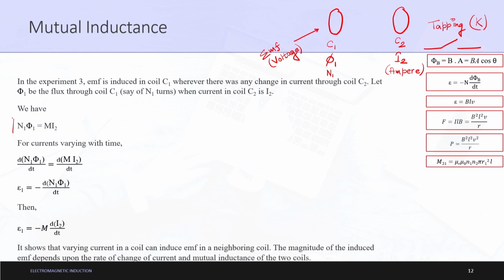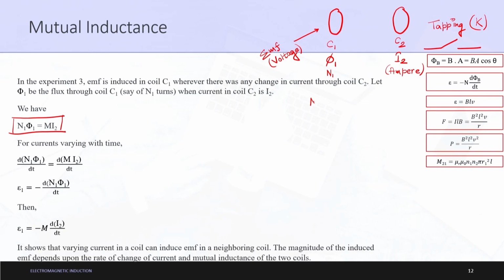We calculated this value when we were discussing the concept of magnetic induction, that N1 phi 1 is directly proportional to current I2. If we remove the proportionality sign, then for equality we multiply the current by a value M, which is called inductance. Inductance can be of two types, either self or mutual. Because two things are involved here, it is mutual inductance and hence denoted by M.